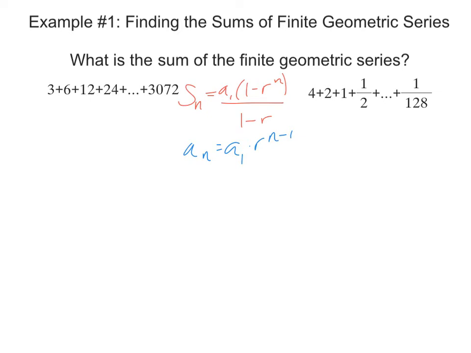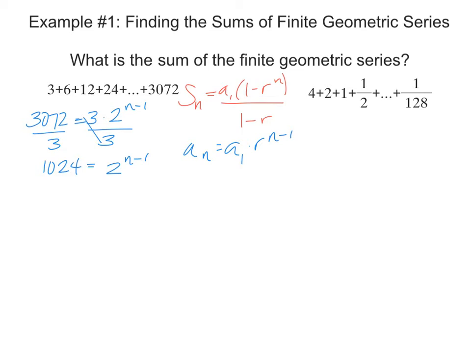A sub n is going to be 3072. That's our last value, is equal to the first value times the ratio. The ratio here is obviously being multiplied by 2, so 2 times, and we don't know what n is right now. N is just going to be n minus 1. Okay, so we're going to divide both of these by 3, and that's going to give us 1024 equal to 2 to the n minus 1 power.